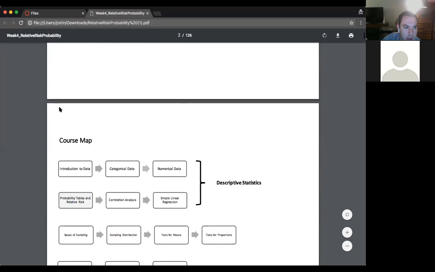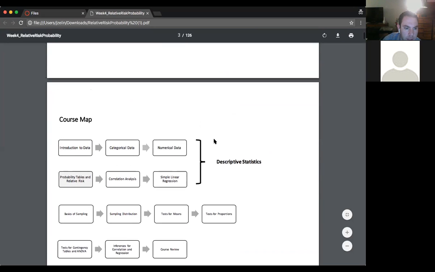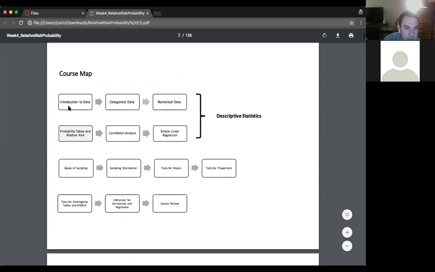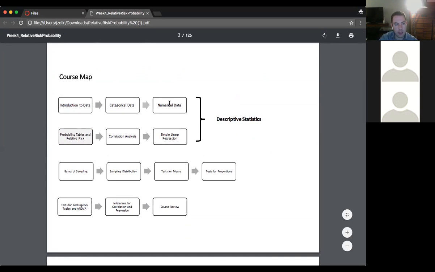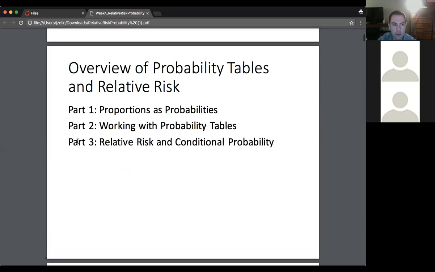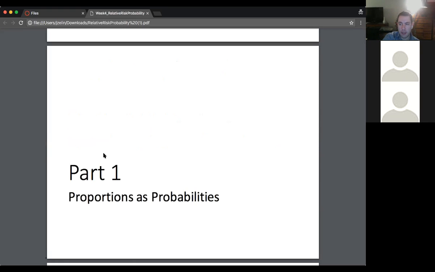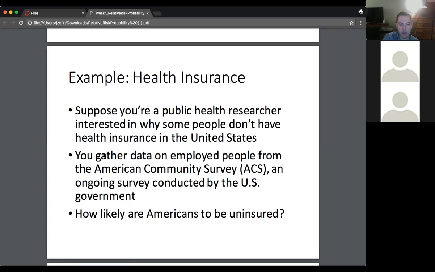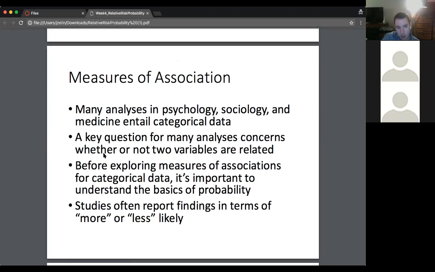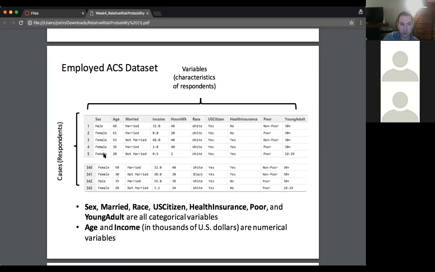So here's where we are in the course map. We've completed now these first three modules on introduction to data, categorical data, and numerical data. And this upcoming week, we're going to be going over probability tables and relative risk. So we can talk about probabilities as proportions. And the idea is that we have a probability of an event occurring, and we can determine whether it's more or less likely to occur.